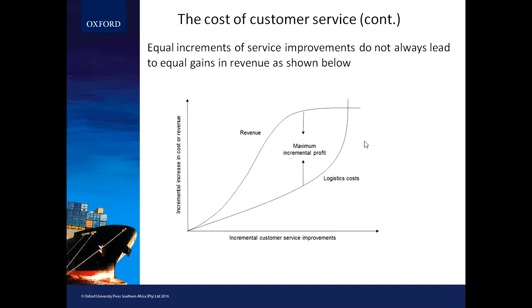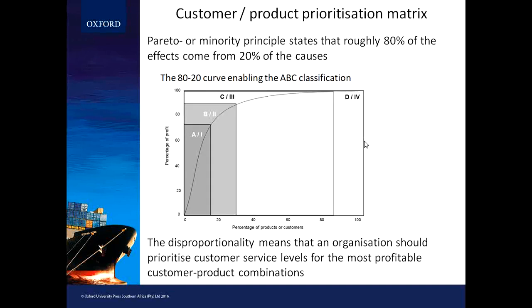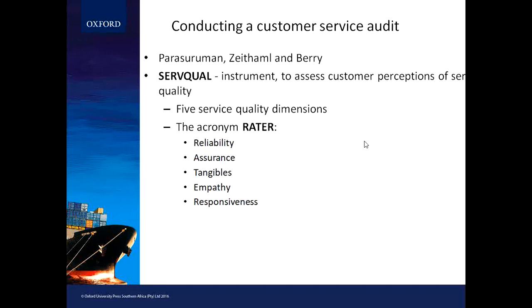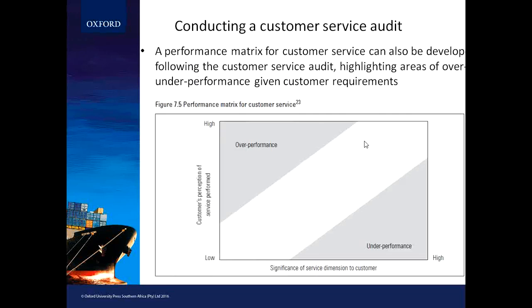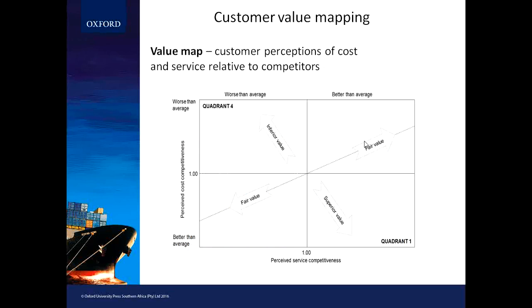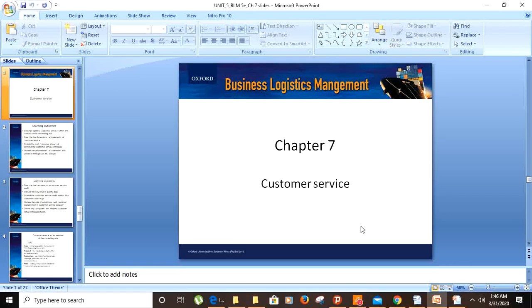So here, moving on, we can see this product prioritization matrix. This is not so important. You can leave these slides. You can go for audit, leave the slides. But important is customer value mapping, which is how the customer forms a particular perception of service relative to its competitors.